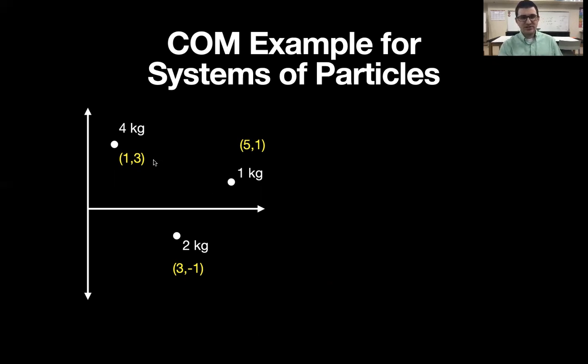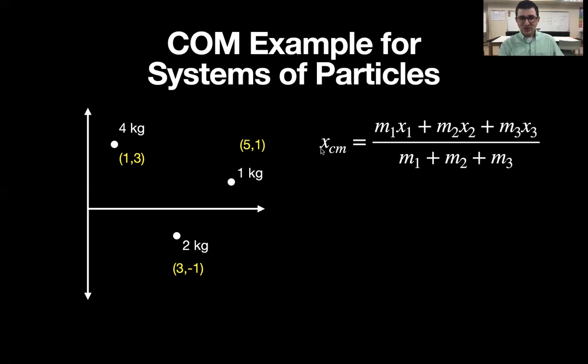Well, since this is the most massive element of the system, it's probably going to be close to this, but then this 1 kilogram is going to pull it down and pretty far to the right. And this 2 kilograms is going to pull it quite a bit down and then a little bit to the right. So the center of mass of the system is probably going to be somewhere in this region, but we can actually be much more specific than somewhere in this region by using this equation.